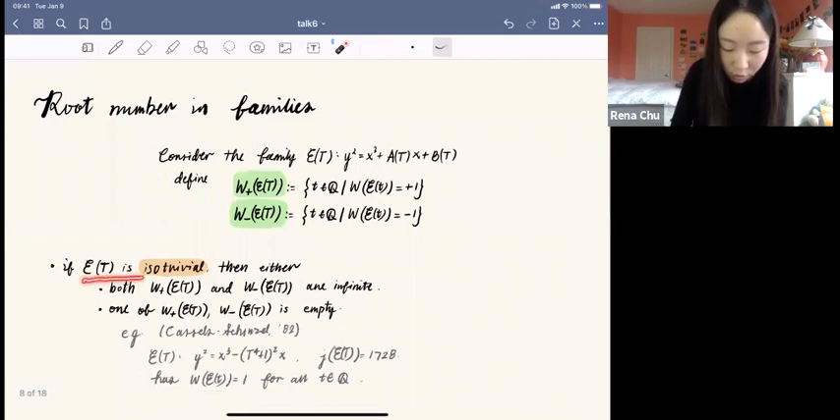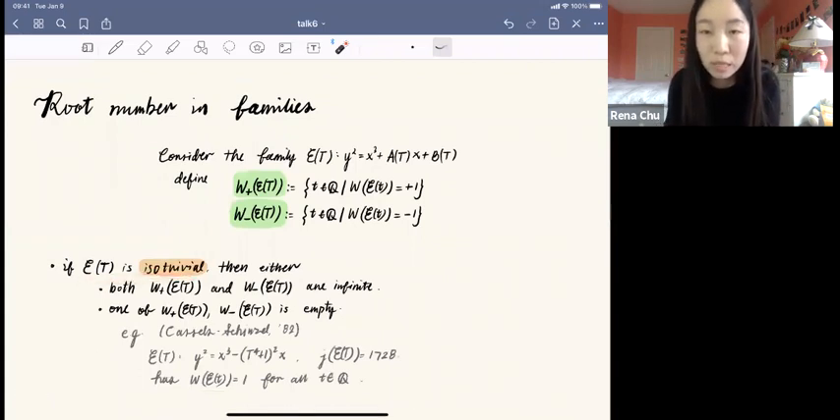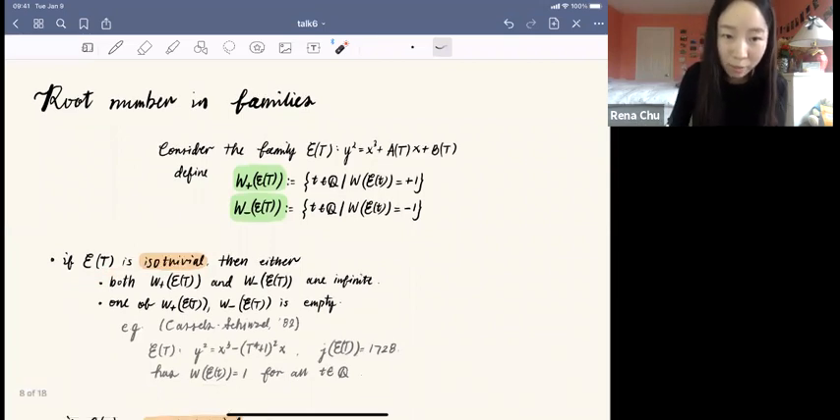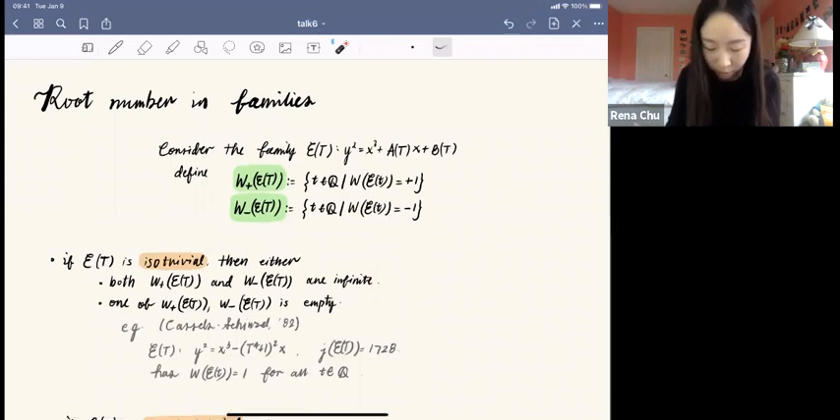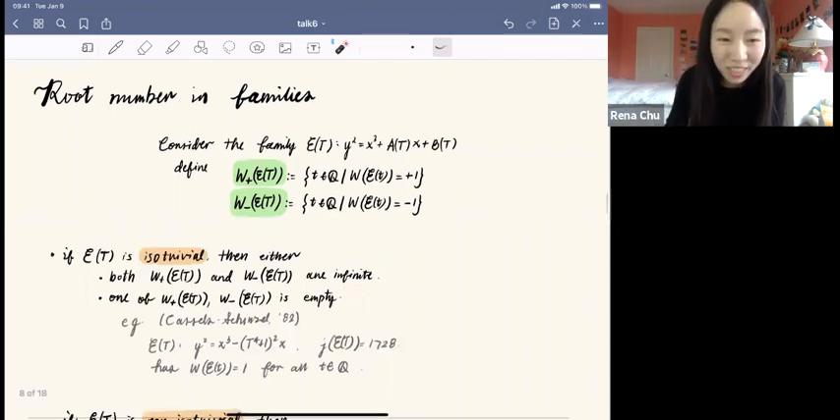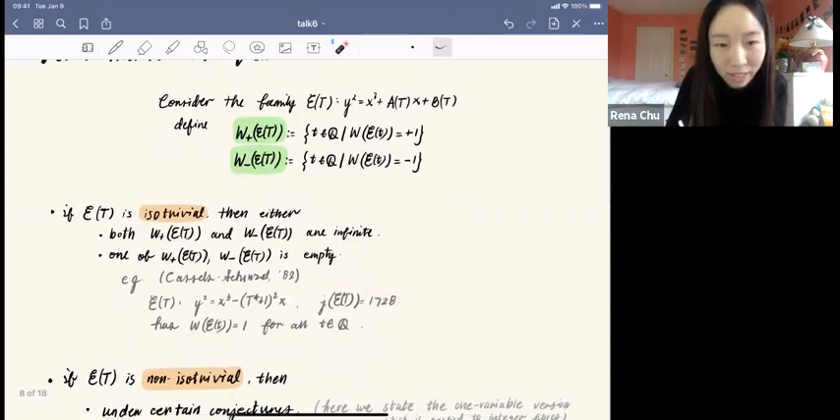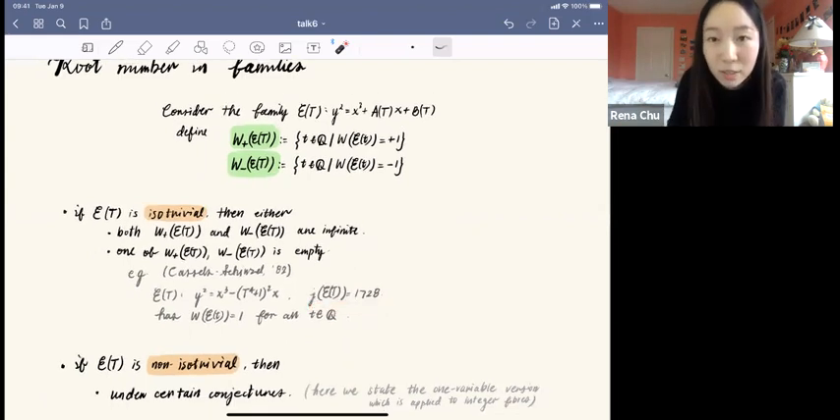So if the family is isotrivial, recall that isotrivial means the j-invariant is constant. In this case, two things can happen. Either these sets are both infinite, which means that the root number is not constant for all rational fibers, or one of them is empty, which means the root number is constant. So we have an example here. If we take a look at this family, we see that it is isotrivial because the j-invariant is the constant 1728. This family, in fact, has a constant root number of 1.